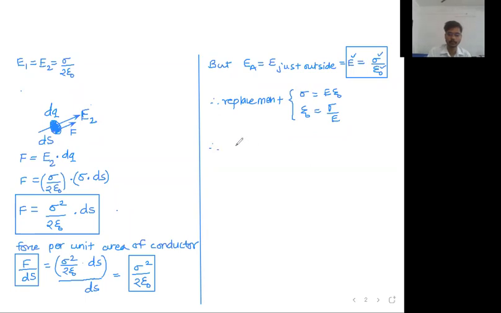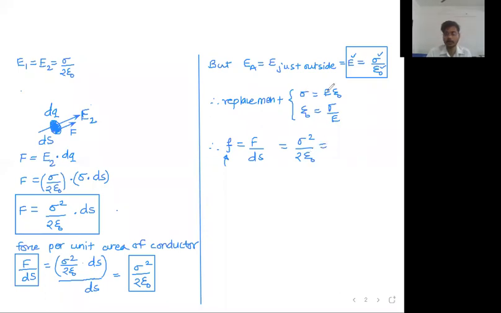Now this is generally written as small f. Don't take this small f as Newton. It is Newton per meter square. Small f is force per unit area. Let me write it. What is that? Sir, it is sigma square upon 2 epsilon 0.